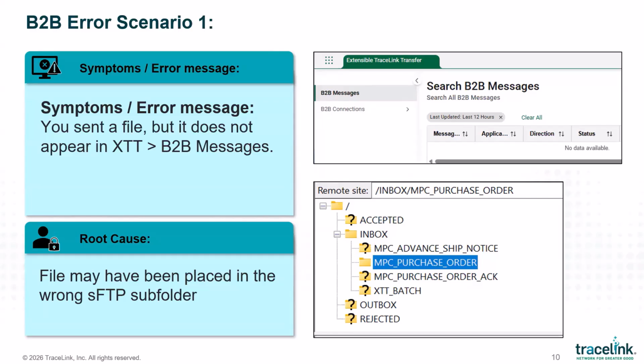Please confirm whether this is your first time sending a transaction through SFTP and whether the same SFTP setup has worked for you before. If the file was placed in the wrong subfolder, please upload it again to the correct assigned folder. Then check XTT B2B messages after the normal processing time.